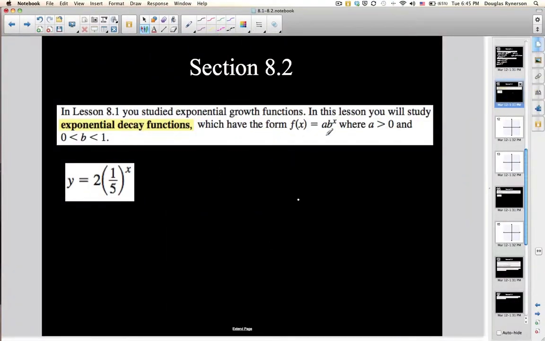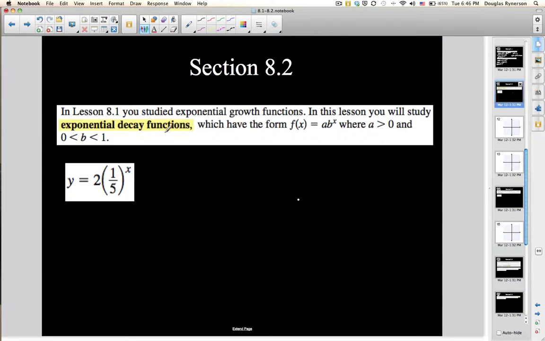In section 8.1, we explored exponential growth functions, which have the form f(x) = a times b to the x power. These are exponential decay functions, which have the exact same form, but the difference here is that b is between 0 and 1, so it's less than 1 and greater than 0.